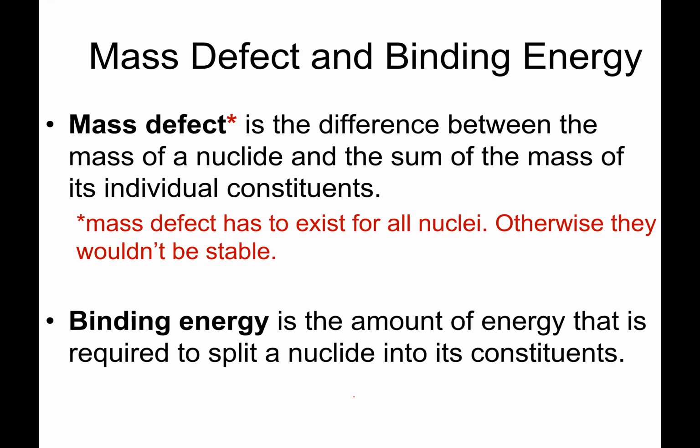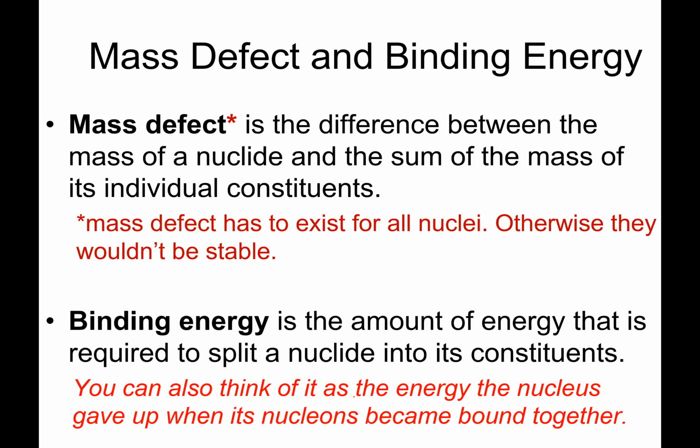So this idea of mass defect is very pivotal to this understanding of the fact that for the building blocks of all material, all matter that we can see, the mass defect has to be there. Otherwise, we wouldn't have matter in the way we think about it. And so you can also think of binding energy as the energy that the nucleus gave up when its nucleons became bound together. Okay, so these are two very important ideas that I want you to start thinking about and start marinating in your mind, so to speak.